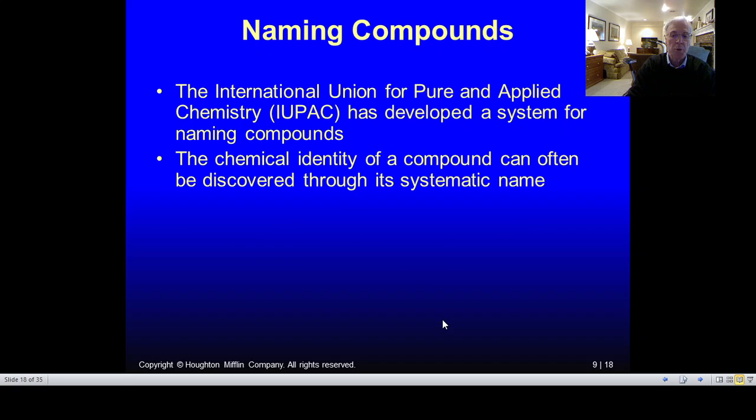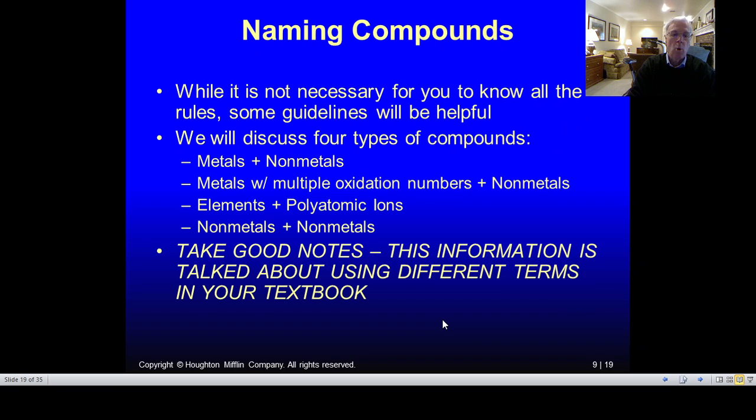Now, the International Union for Pure and Applied Chemistry, IUPAC is their acronym, has developed a system to, in a systematic way, name compounds, and that's what we're going to use primarily. The chemical identity of a compound can often be discovered through this systematic name. Now, while we're not going to learn all the rules that the IUPAC has put out there, there are some guidelines that we're going to learn that will help you. Again, this is not exactly the way it's presented in your book, but I think it'll be helpful.